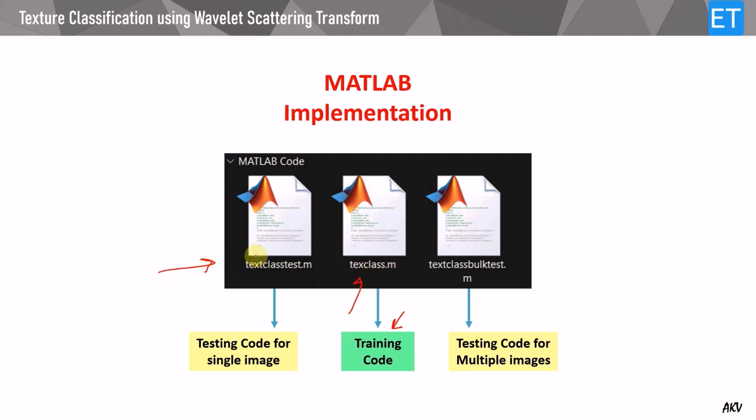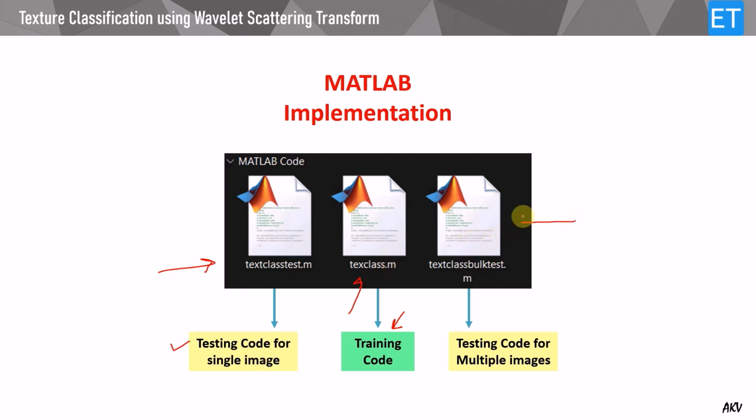And this second file, the text class test.m, is the testing code for a single image. Here you can choose a single image and then you can find its class. That single image's feature vector will be calculated and compared with all previously stored feature vectors, and then with the least distance you will get its class.